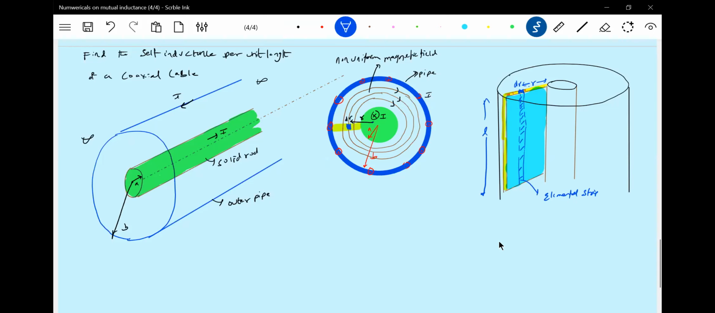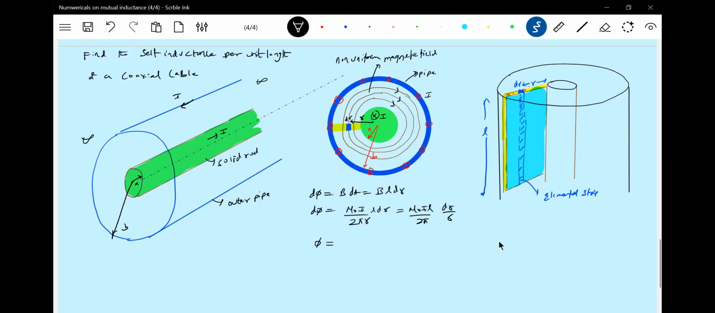Got it now? I think I can't help more than this, that's the maximum help from your teacher. You have to assume an elemental strip here. So first we'll calculate the flux linking it: B dA, where dA is equal to L dr. The magnetic field is given by mu naught I by 2 pi r due to a long wire. So flux is mu naught I L by 2 pi times dr by r.